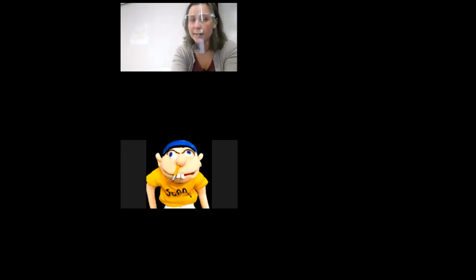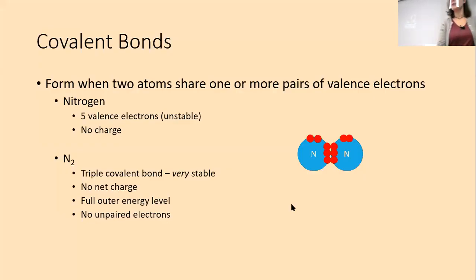And then we talked about covalent bonds, right? Which was this nitrogen situation where we're not handing electrons from one atom to another. We're sharing pairs of electrons between atoms, right? So there's no charge, right? No net charge. We've still got a full outer energy level. Every little electron has a little buddy. Everything is stable. Everything is happy, right? Those were our covalent bonds.